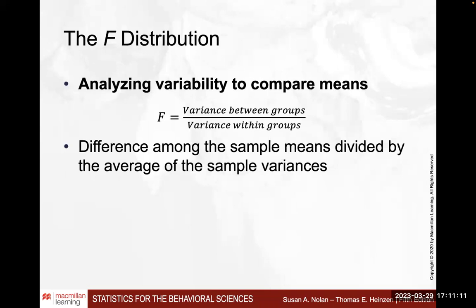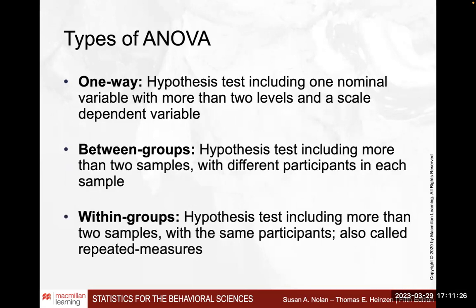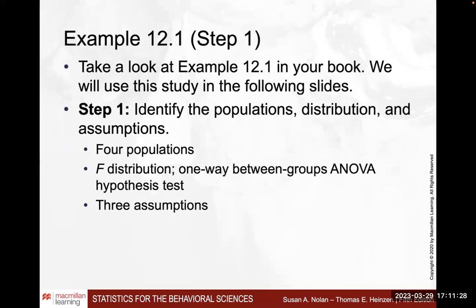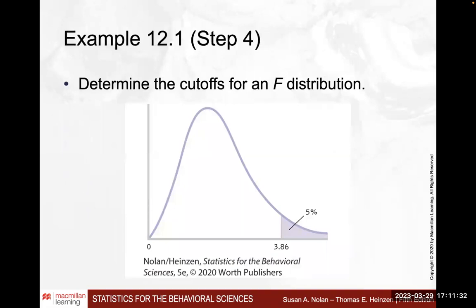Just know the term. You analyze the variability to compare the means by variance between groups and variance within groups. This ratio is your F, and you're comparing this ratio against your F distribution. The F distribution, as compared to the t-distribution, which has more or less the shape of a normal distribution.